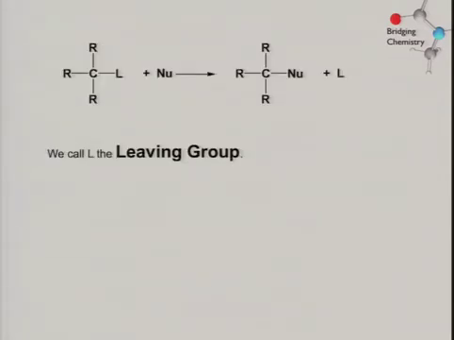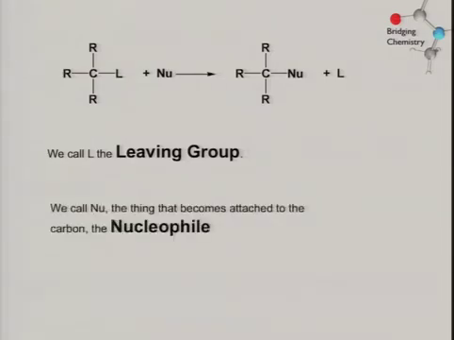We call L the leaving group. Not unreasonably, because when the reaction happens, whatever L is, it's the thing that comes off. It's the thing that leaves the carbon. So it's called the leaving group. And the Nu thing, the thing which becomes attached to the carbon, has a fancy name. It's called a nucleophile. This may be a word that we haven't come across before. Has anyone seen this word before? 1 or 2? Yep. So this is called a nucleophile. So that's why it's given the symbol Nu.